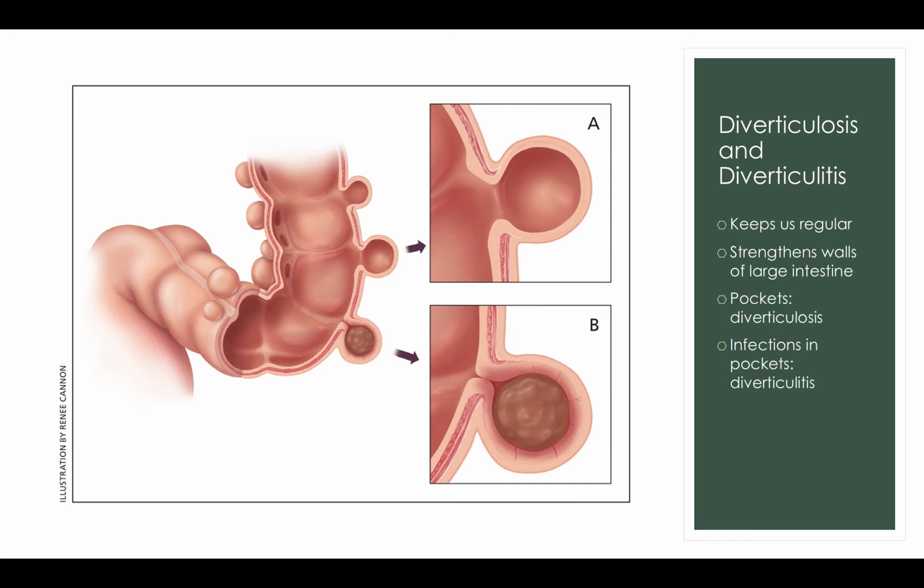Dietary fiber keeps humans regular, and it strengthens the walls of the large intestine. If the walls don't contract enough, they can become weak and form pockets where digested food can collect and muscle tissue can die. This is called diverticulosis. If an infection occurs in one of these pockets, it's called diverticulitis, which can be very severe. Dietary fiber has also been found to reduce the risk of heart disease, stroke, high blood pressure, diabetes, obesity, and certain gastrointestinal disorders.